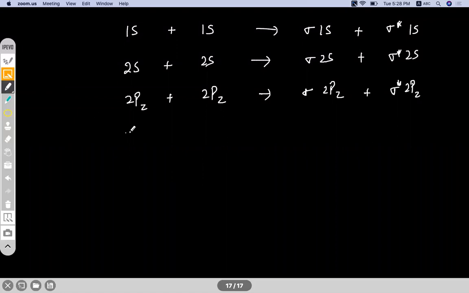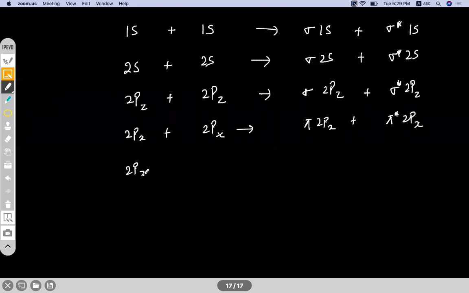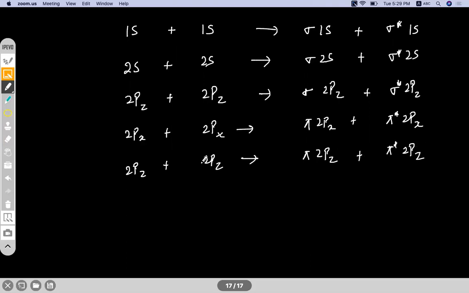Okay. Then we have 2px plus 2py. One of the p orbitals already formed sigma. This will form pi. Okay, 2px forms pi. So pi 2px and pi star 2px. If you have 2py and 2py, then it is pi 2py plus pi star 2py. Right? This forms sigma. We usually, anyone you can consider as sigma. X and Y also you can consider as sigma.